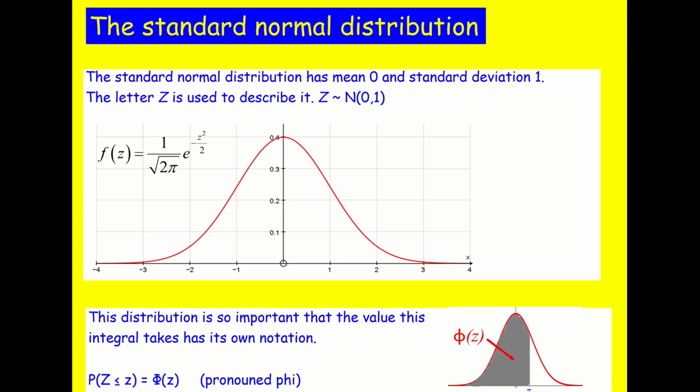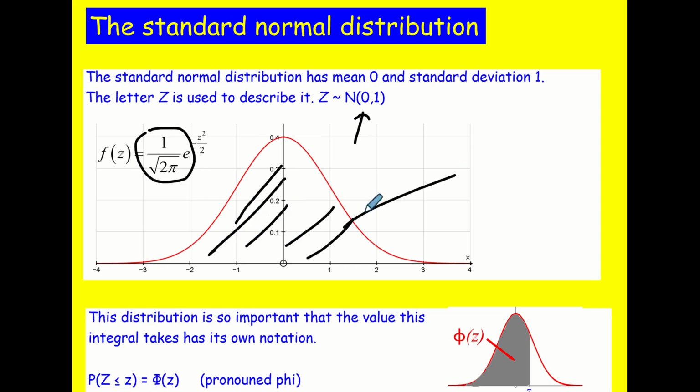We then looked at something called the standard normal distribution. The mean is 0 and the variance is 1, so the standard deviation is 1. I convinced you, I hope, of the mean, and I just asked you to trust me about the standard deviation. I then talked about the fact that this pi comes from somewhere, and it's to make the total area underneath equal to 1.